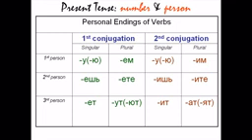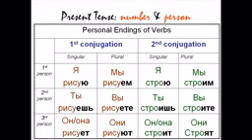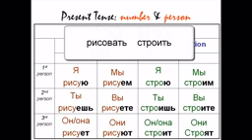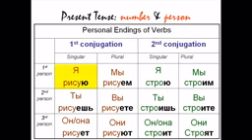Okay, let's take some examples and see how it works. Now you can always come back to this table, of course. I've chosen two Russian verbs, рисовать and строить, to draw and to build. Я рисую. Я строю. Мы рисуем. Мы строим. Ты рисуешь. Ты строишь. Вы рисуете. Вы строите. Она рисует. Она строит. Они рисуют. Они строят.